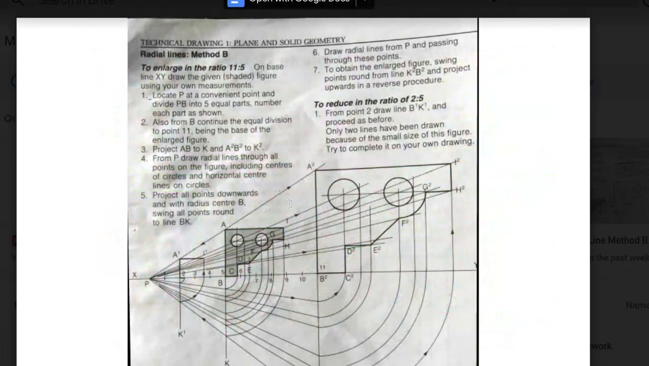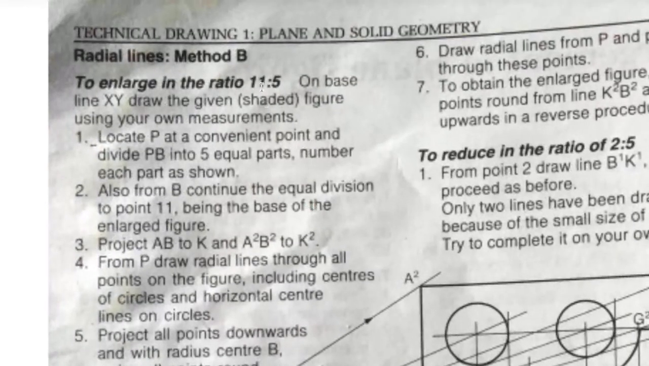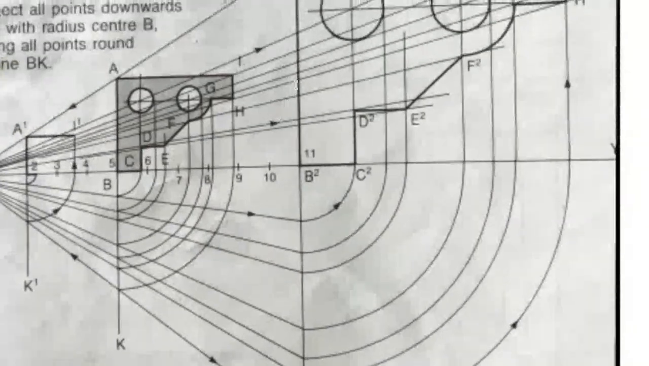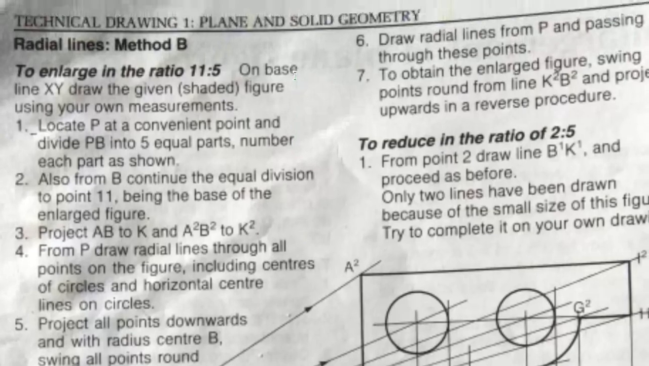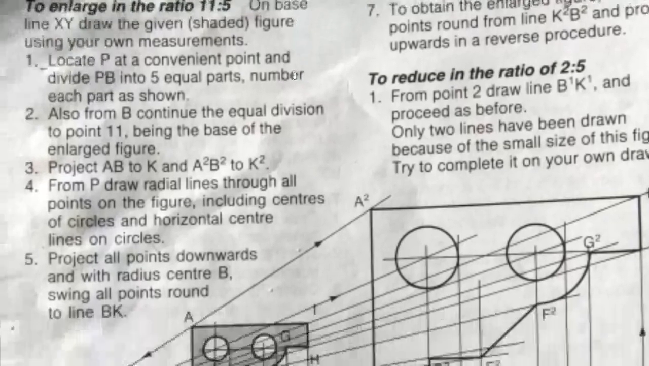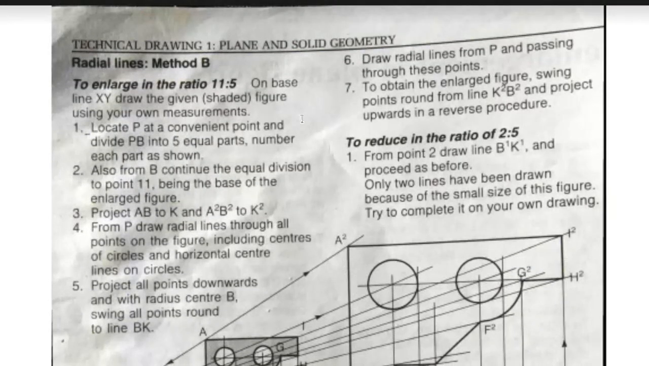Okay, so let's go to method B. Here we go. So in method B now, it says to enlarge a photo or diagram, such as the engine part here, using radial line method B. We learned method A already. It says on a base of XY, draw the given shaded figure.